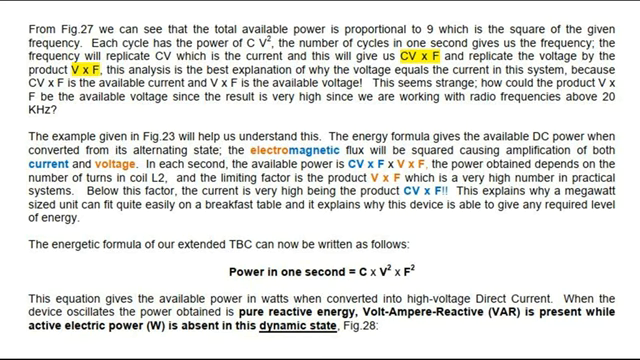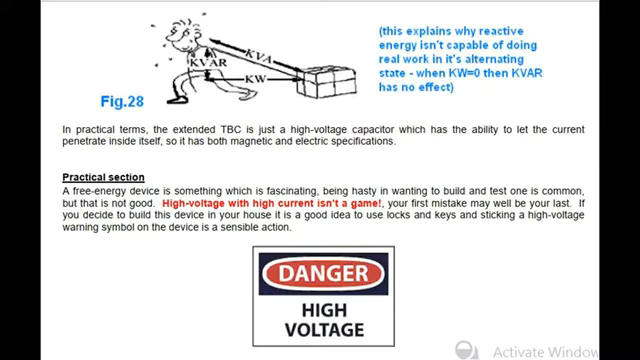This equation gives the available power in watts when converted into high voltage direct current. When the device oscillates, the power obtained is pure reactive energy. Volt-ampere reactive, VAR, is present, while active electric power, W, is absent in this dynamic state, Fig 28. This explains why reactive energy is not capable of doing real work in its alternating state. When kilowatts equals 0, then kilovars have no effect.